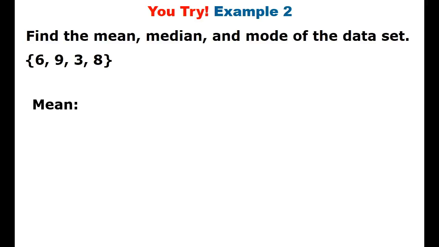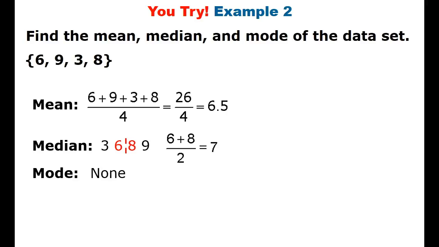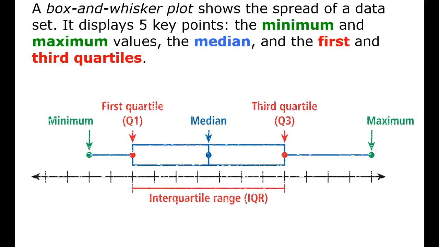So the mean, you would add those 4 numbers together and divide by 4, and you get a mean of 6.5. For the median, you should put them in order from least to greatest. Since there are 4 numbers, an even number of numbers, the median is between these 2 middle numbers. So we're going to average those together to get the median. 6 plus 8 divided by 2 is 7. And the number that occurs the most is, well, there's not one, right? There is no mode here because no number or no outcome occurs more than any other.